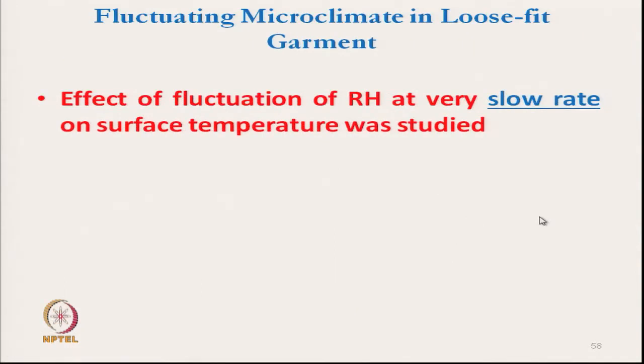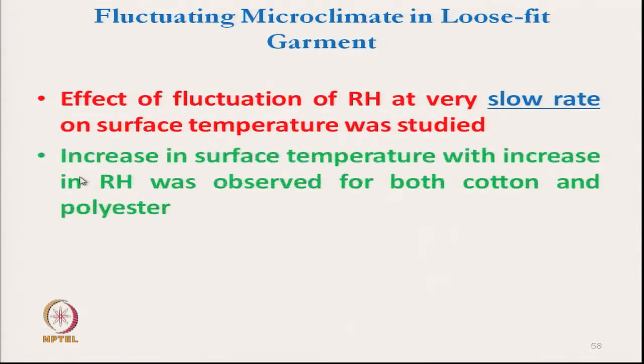But in case of slow rate of fluctuation, the increase of surface temperature with the increase of relative humidity was observed for both cotton and polyester. This has been the observation.